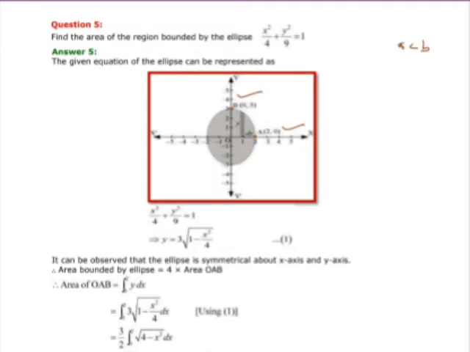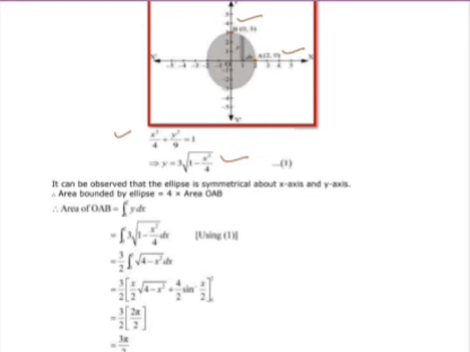So now the strip we are taking is parallel to the y-axis, and the width of the strip is dx. So let's see, x square by 4 plus y square by 9 equals to 1. Then the value of y can be written as 3 into under root of 1 minus x square by 4. Take it as equation 1 here.